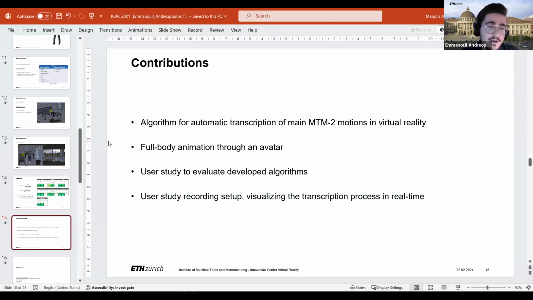Also, the user study recording setup that we just saw in the video allows us to visualize the transcription process in real time and could provide an alternative to the currently established traditional process of video recording and then manual transcription by the MTM experts.